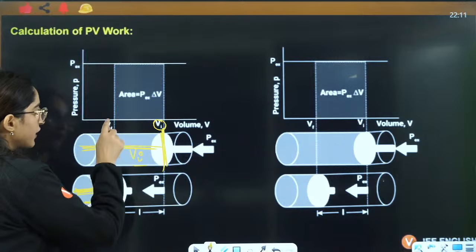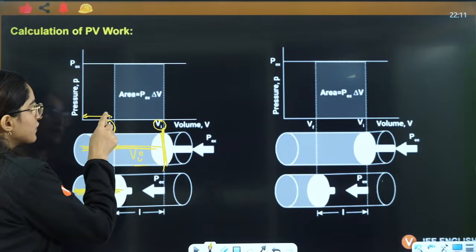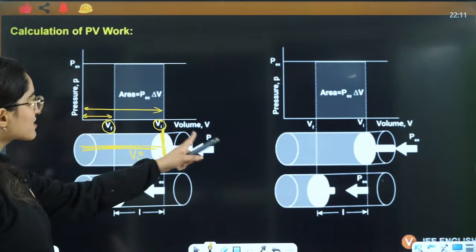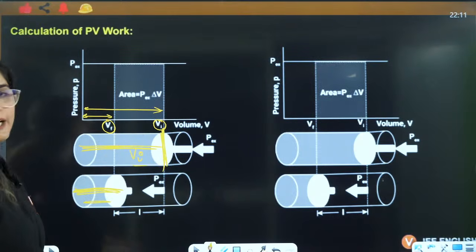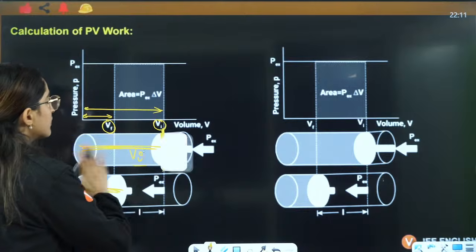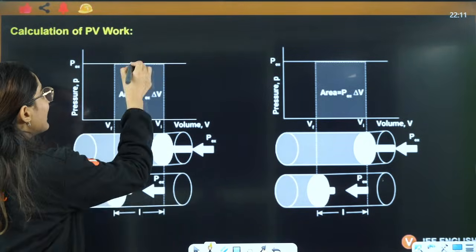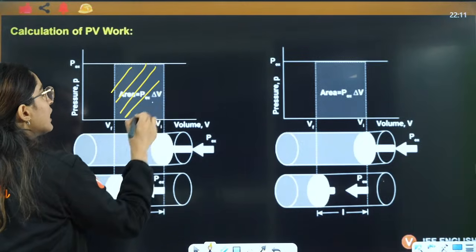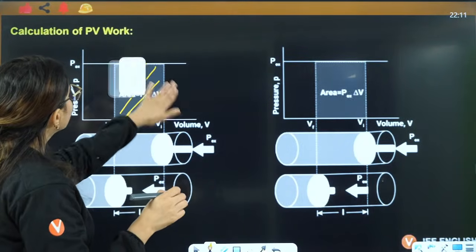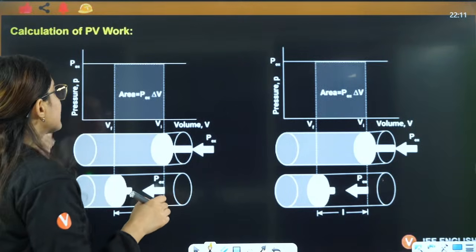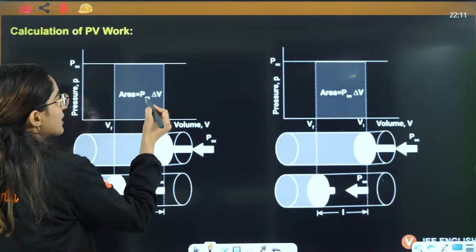Let's say this is VF, that is mentioned. This part is VF, this part is VI, right? So external pressure multiplied by this, that means the area under this. What is the area? We are saying that external pressure is the same here, right? And we can say area is equal to P external delta V.